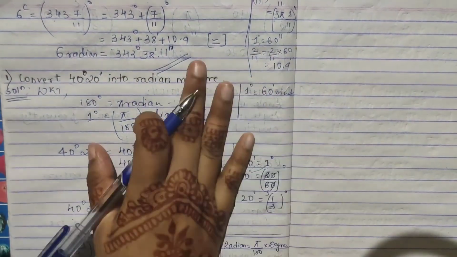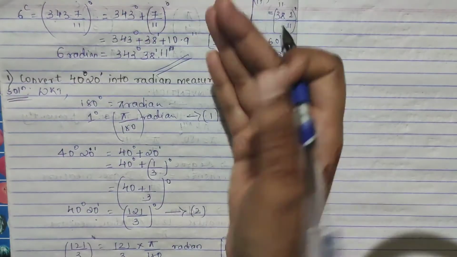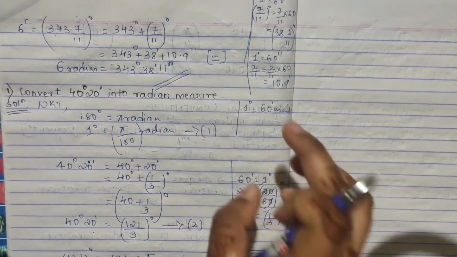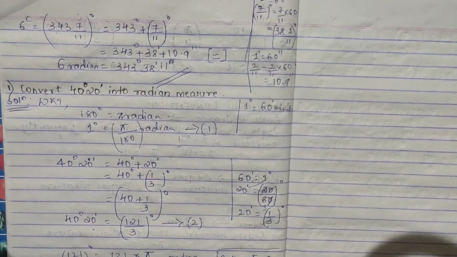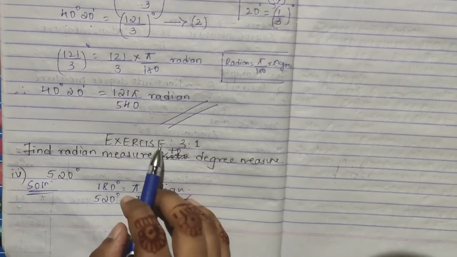Understood how you have to do? Just convert it. If you are getting degree again, convert into minute. When you get in minute also, the same way, then again convert it into seconds. Okay. So we'll proceed to exercise 3.1.